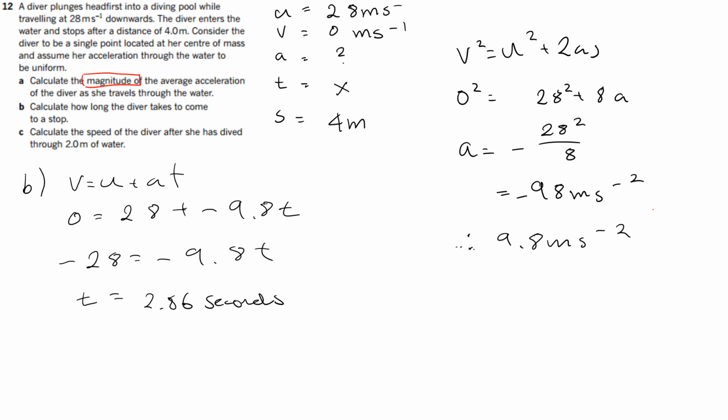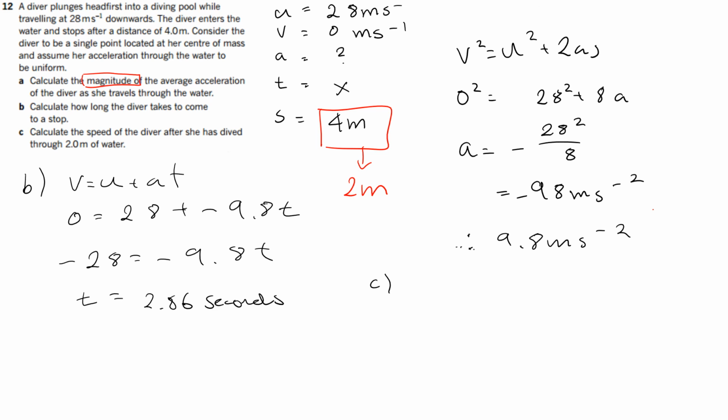Alright, last part, and it's part C. Calculate the speed of the diver after she has dived through 2 meters of water. So now our S value becomes halved, so it becomes 2 meters. That's all that's changed. And now we're trying to find V, the speed of the diver after she has traveled through 2 meters.